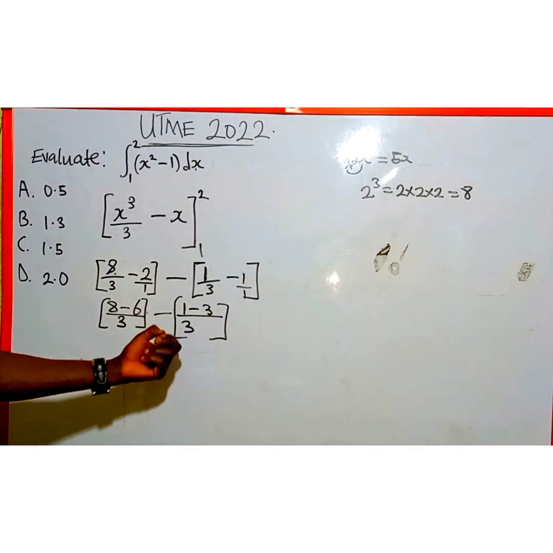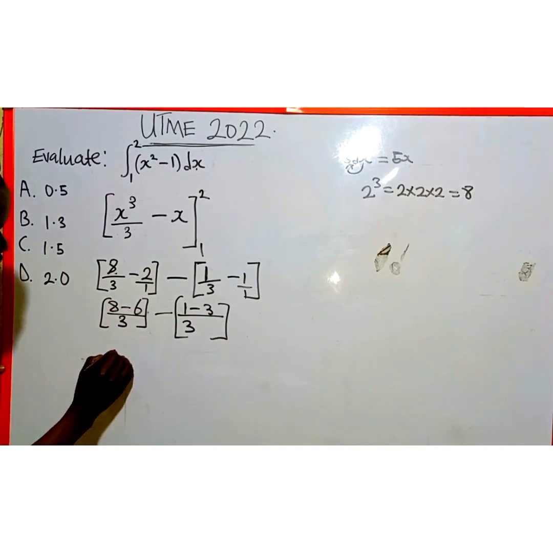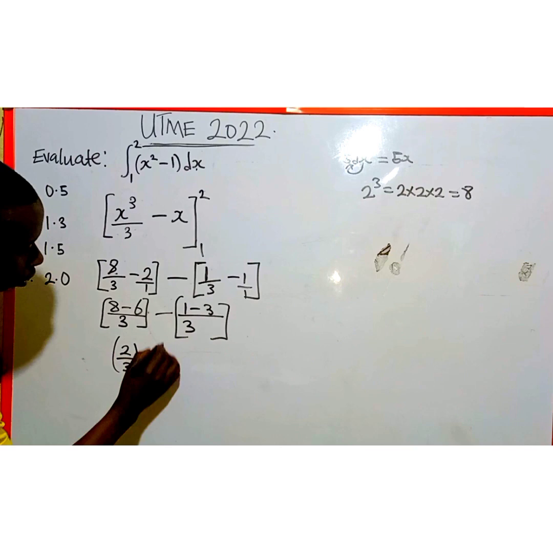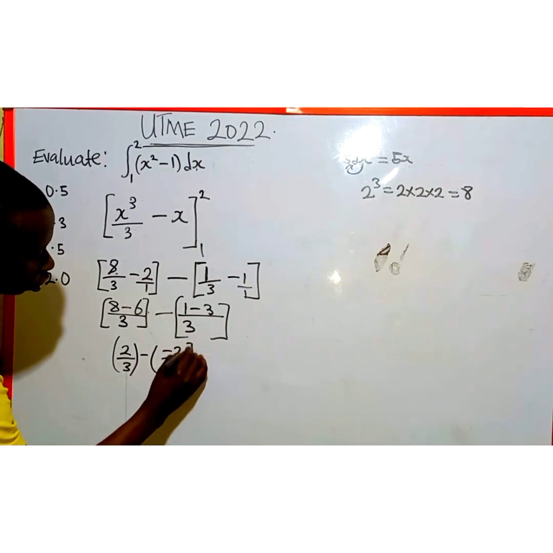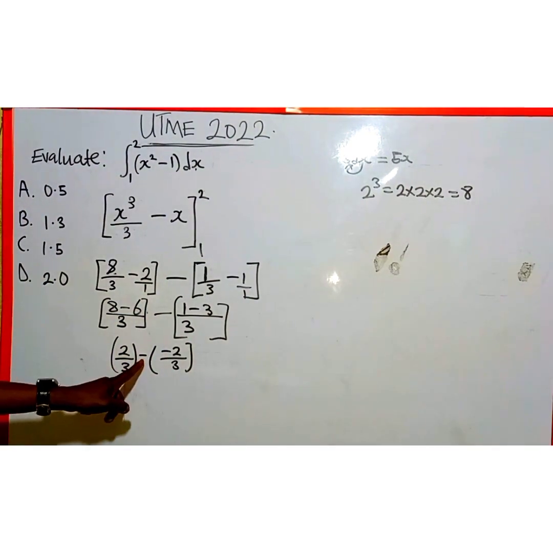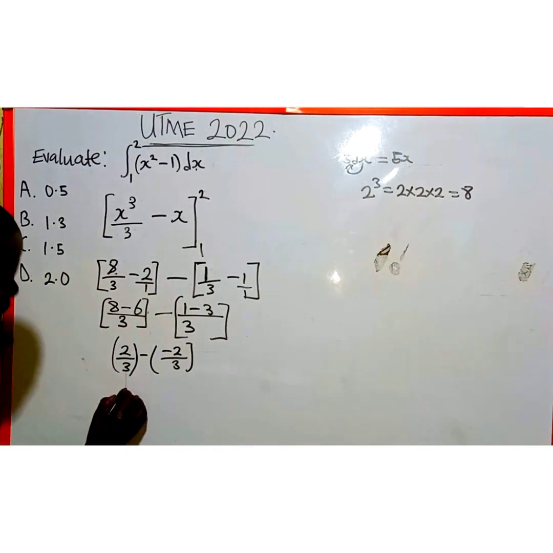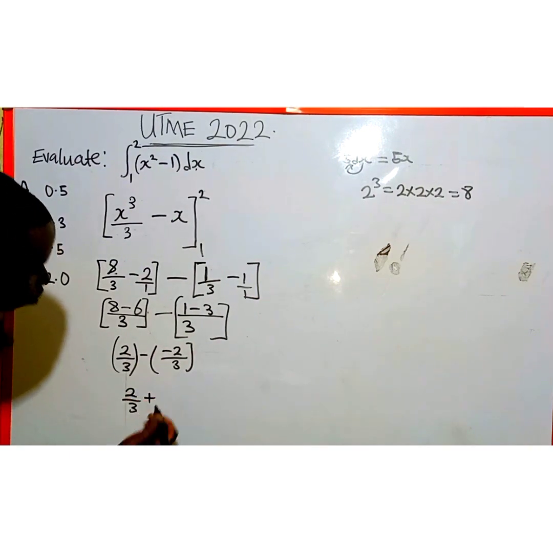So the next thing we are going to do is to simplify that. 8 minus 6 is going to give me 2, then over 3. Then minus, 1 minus 3 is going to give me minus 2, then over 3. So the next thing we are going to do is to open the bracket. Remember, this negative here is going to affect this negative. It will change to positive. So we have 2 over 3, and negative multiplied by negative is going to be positive 2 over 3.